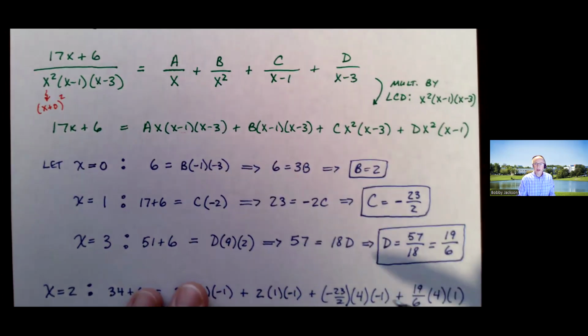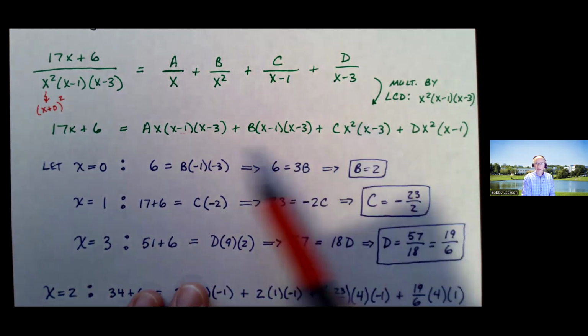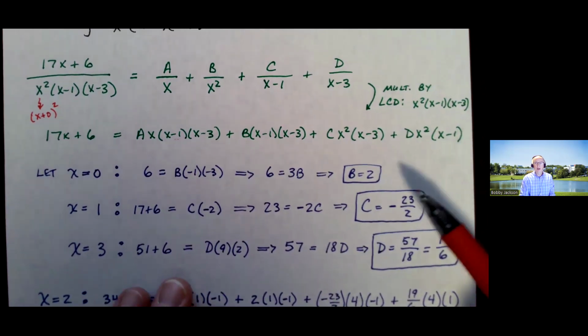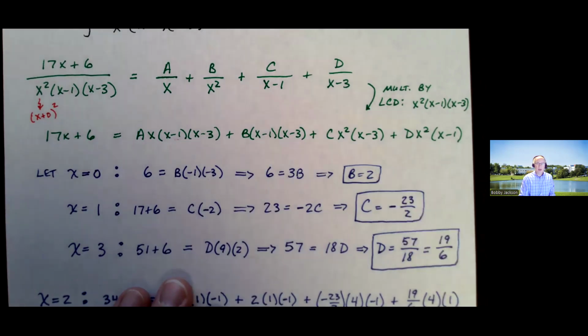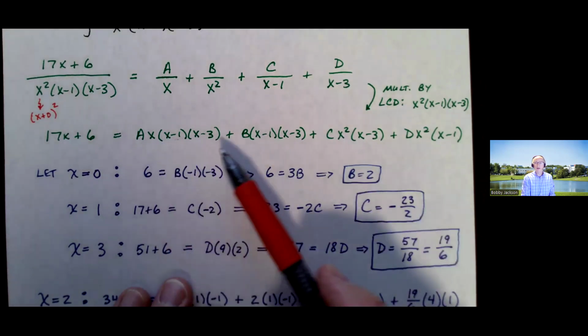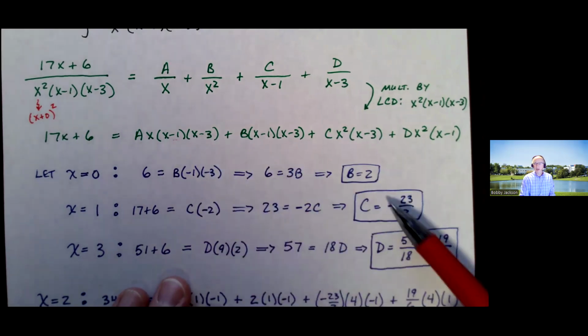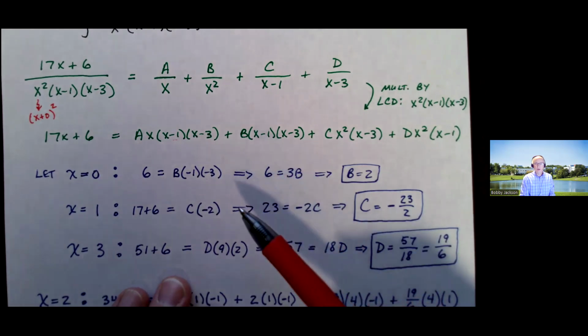Now, how can I find A? Well, you could replace B, C, and D with those values and expand all this out and use the method of undetermined coefficients to solve for A. That's going to take a little bit of work to expand all this out and combine like terms. And plus, we've got these fractions, which are a little bothersome. I'm going to show you another way that you can do it.